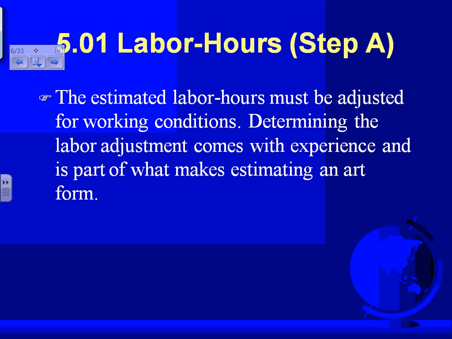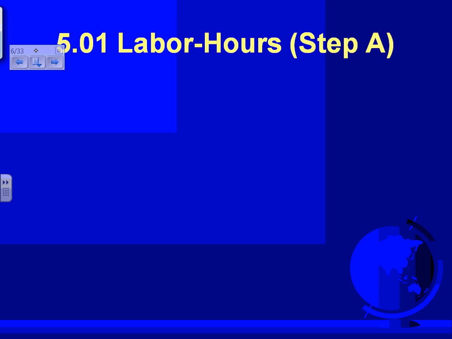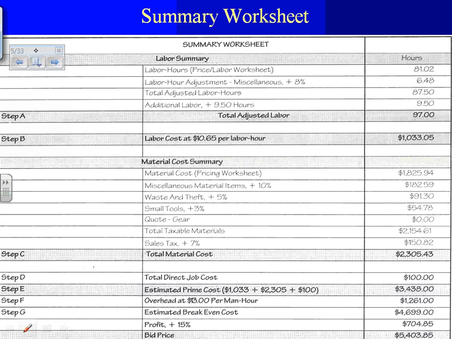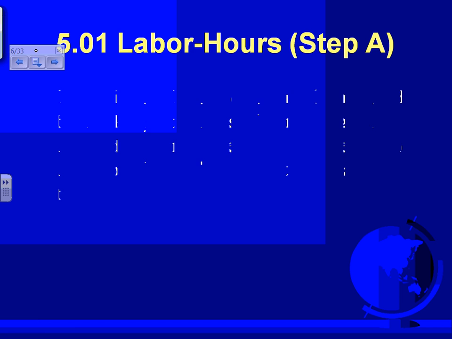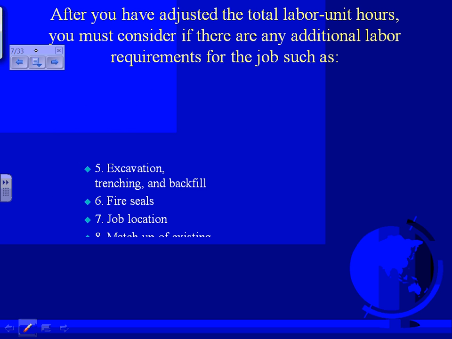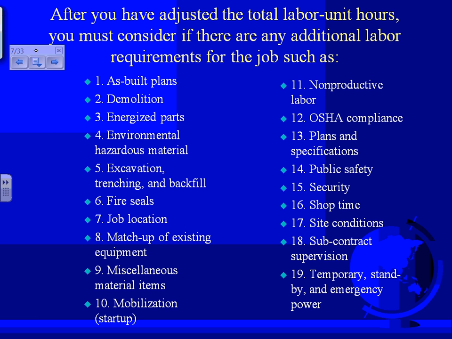Okay, so guys, if you understood this sheet, everything that we talked about is really about this. Everything that we've done here is cover this sheet. So the rest of it is just explanation. Here's how you adjust your labor. Remember how we adjusted the labor? These are the things you have to keep in mind. Should I adjust the labor or not? Do I have as-built, demolition, energized part, environmental hazard, and so forth? You can also adjust for excavation, fire seal, and a bunch of other things. So just FYI, that's what you need to adjust your stuff.